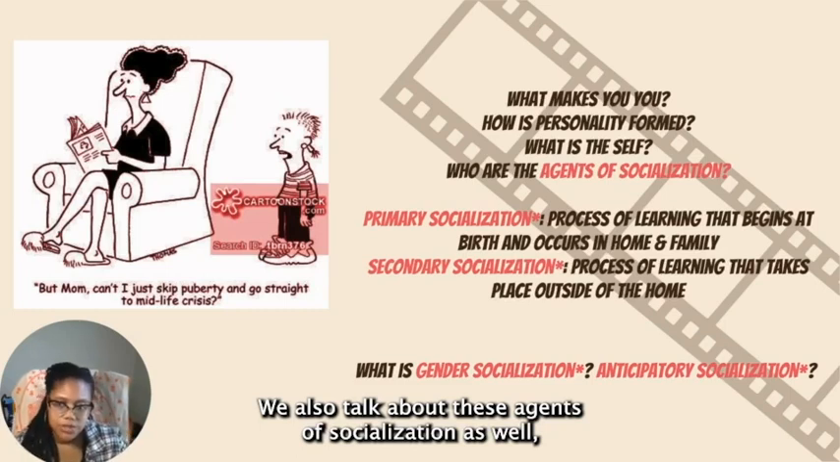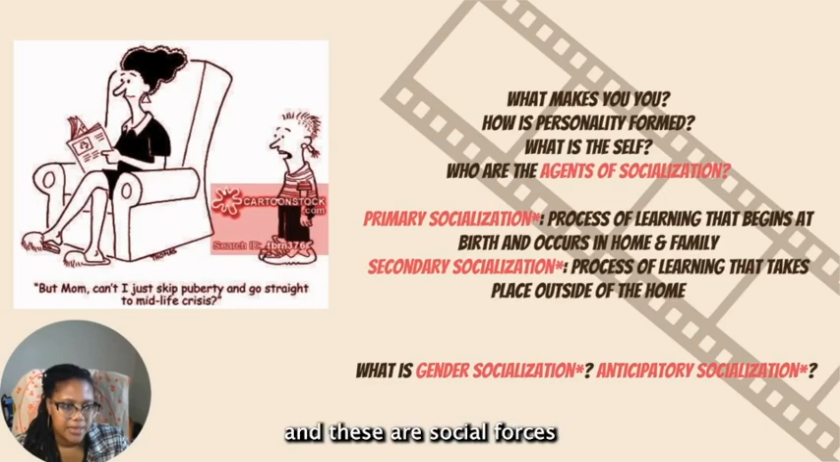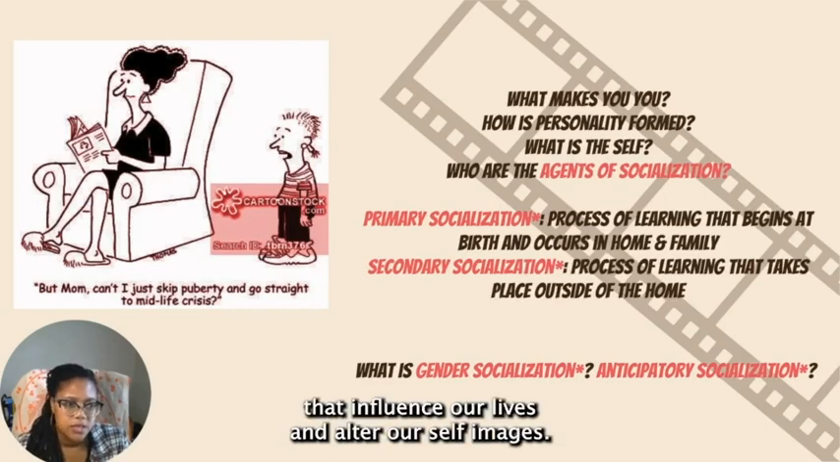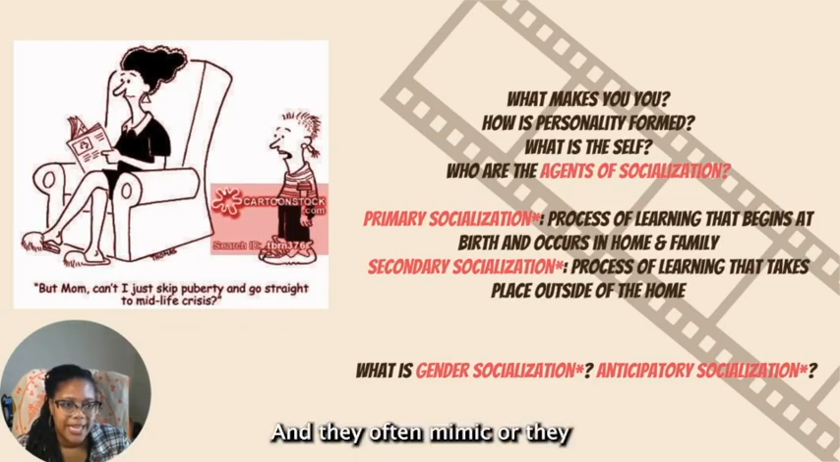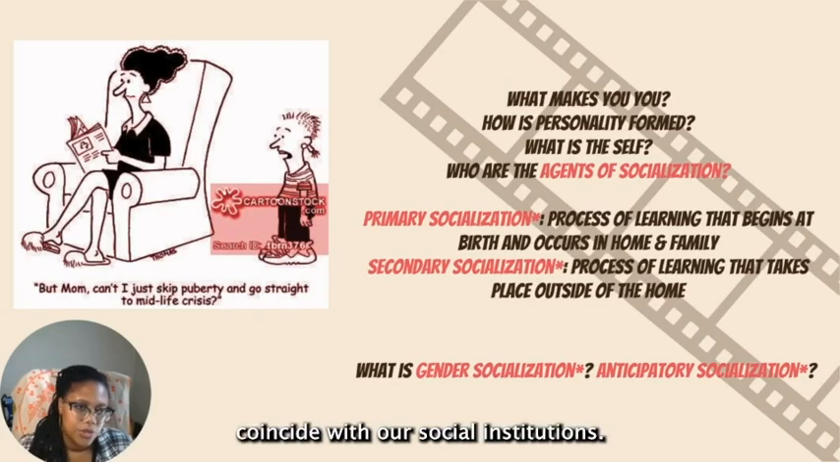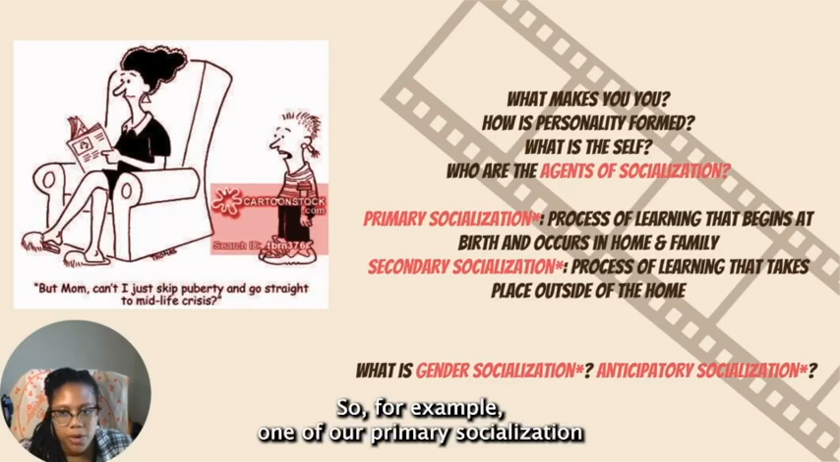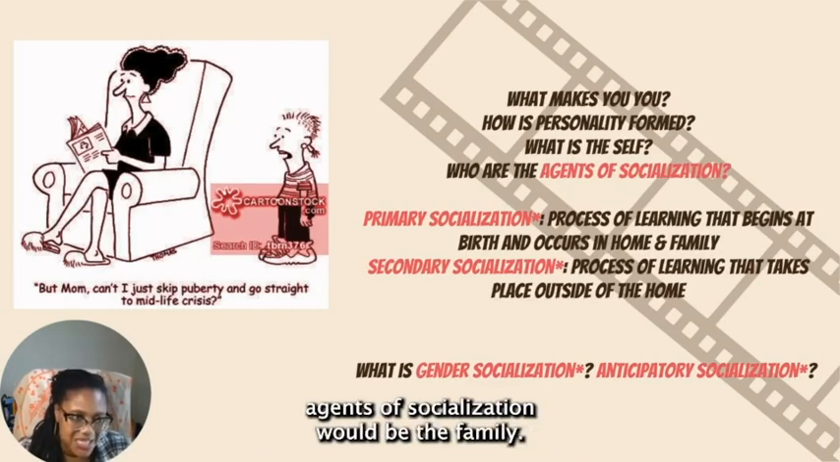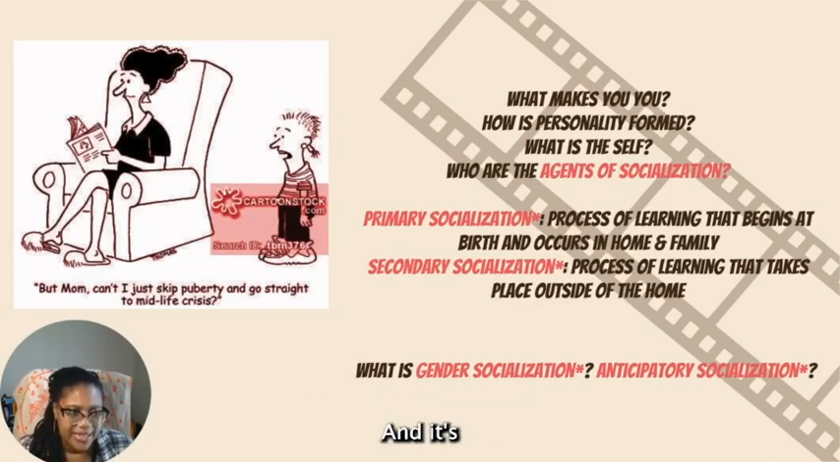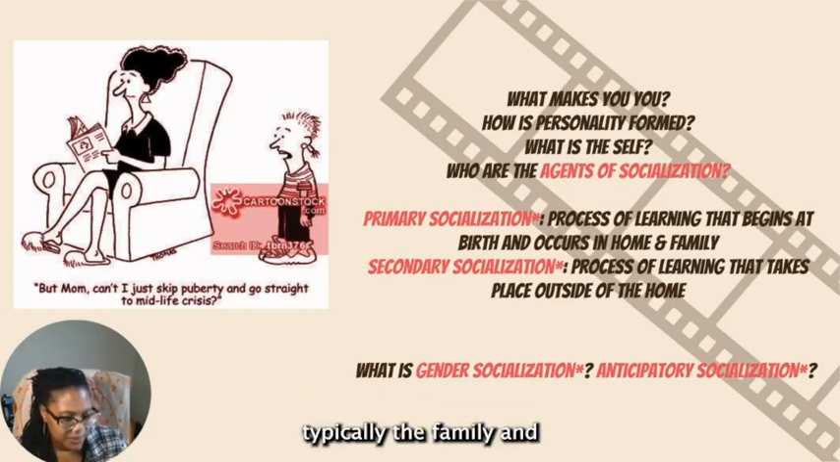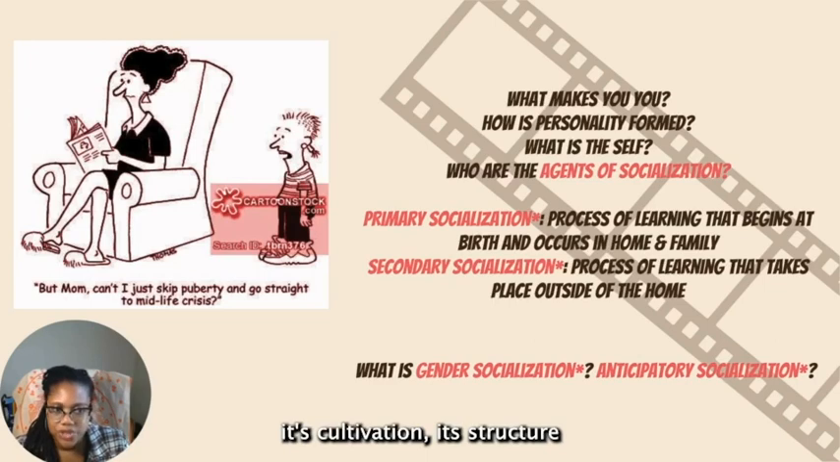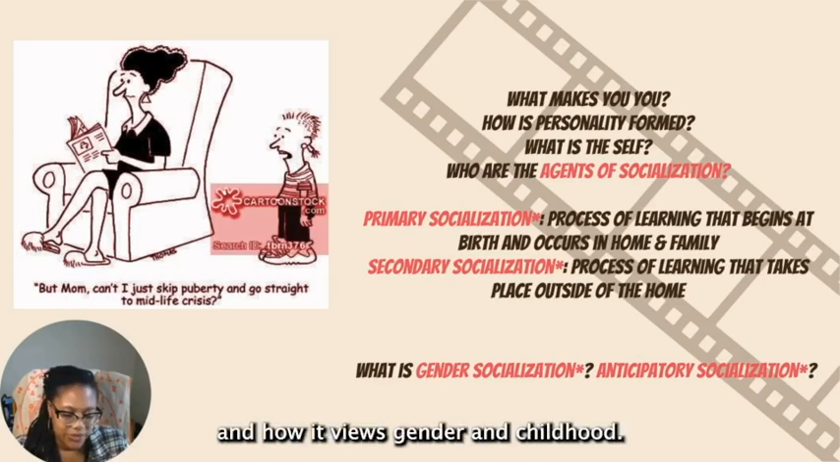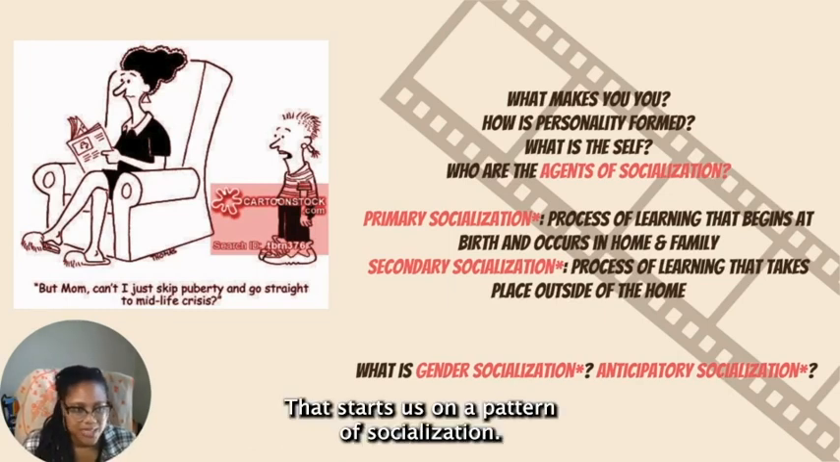We also talk about these agents of socialization as well. And these are social forces that influence our lives and alter our self images. And they often mimic or they coincide with our social institutions. So, for example, one of our primary agents of socialization would be the family. And it's typically the family and its cultivation, its structure, and how it views gender and childhood that starts us on a pattern of socialization.